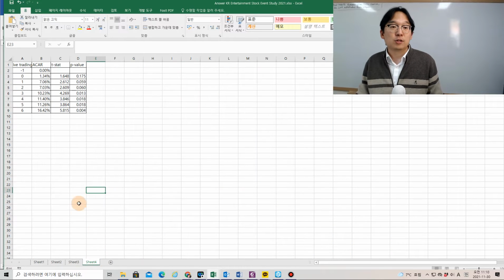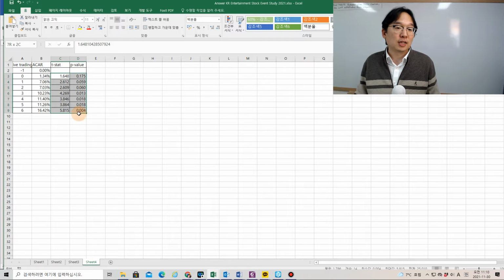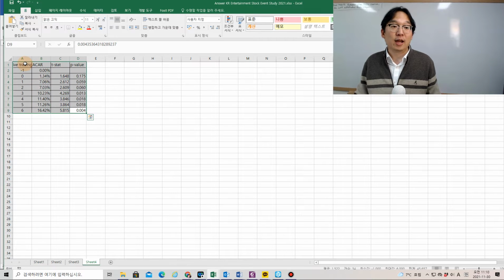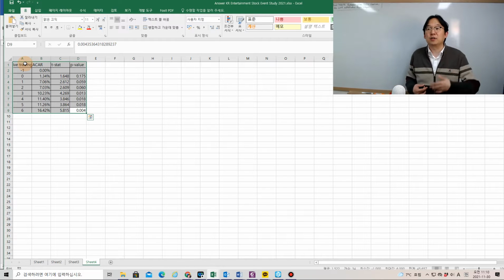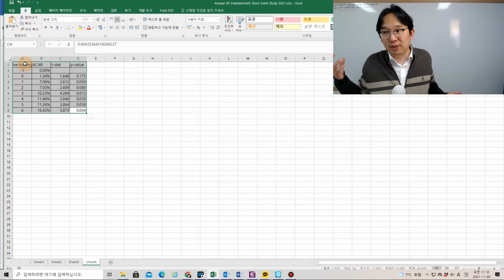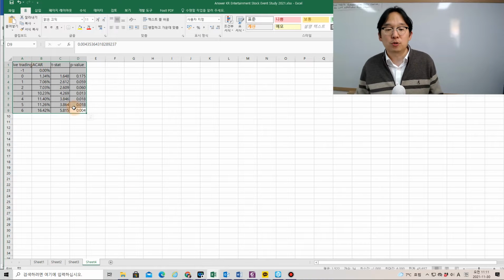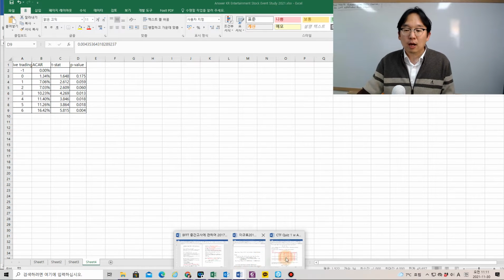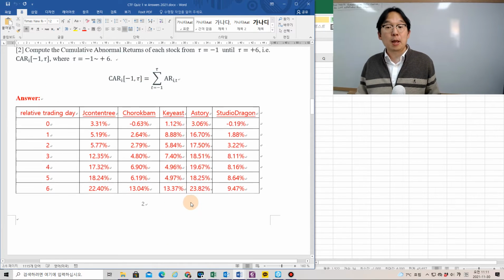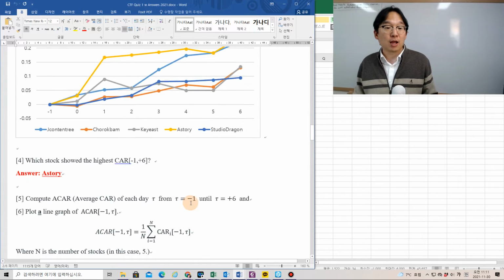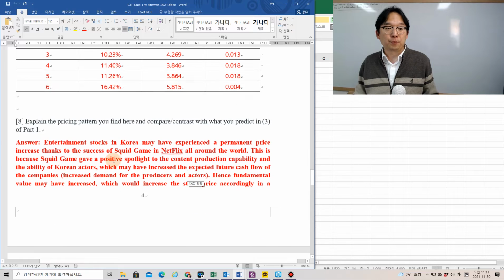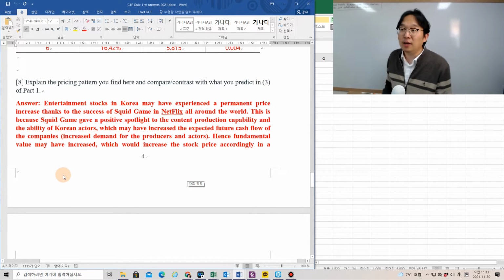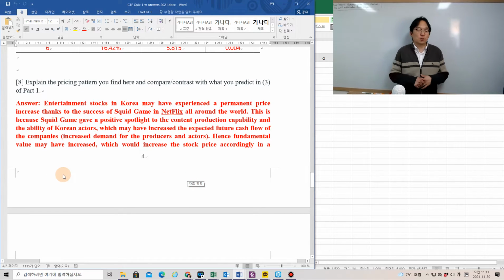So for each trading day, you can do the t-test like this and justify yourself. Oh, these returns are significantly different from 0, or positive. That's what you do and how you report it, okay? And then graphs, and then the p-values like this. And then number 8 was an interesting challenge question.